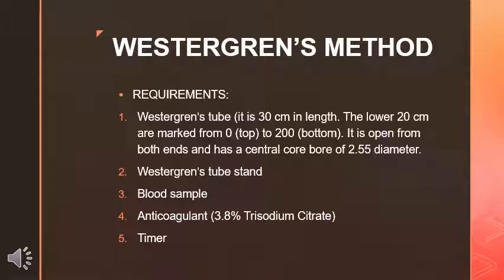Another requirement is the Westergren tube stand. Then we need a blood sample. Then the most important thing, anticoagulant. We use 3.8% trisodium citrate. We use sodium citrate 3.8% as the anticoagulant in this method.